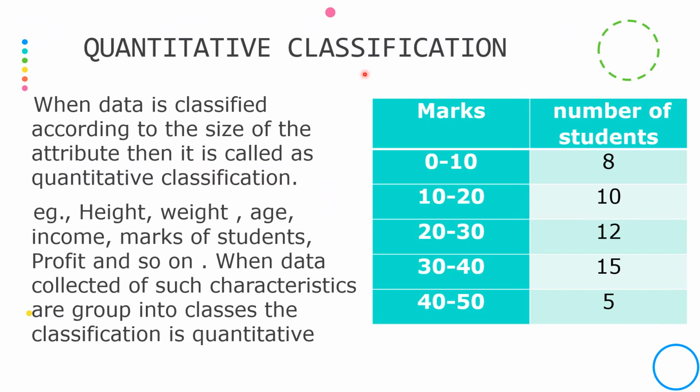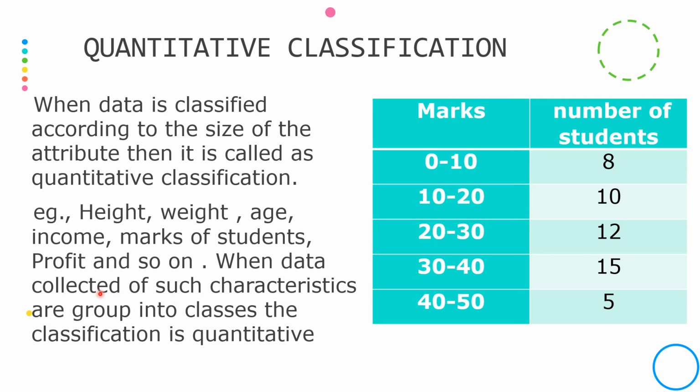That brings us to the last type of classification, and that is quantitative classification. Well, when data is classified according to the size of the attribute, like we saw in the previous two slides, where we spoke about the number of people being educated and uneducated and employed, and educated and uneducated and unemployed. So when we give size or assign a numerical value to the attribute, then it's called quantitative classification. Example: height, weight, age, income, marks of students, profit, loss, expenditure, wages, salaries, and so on.